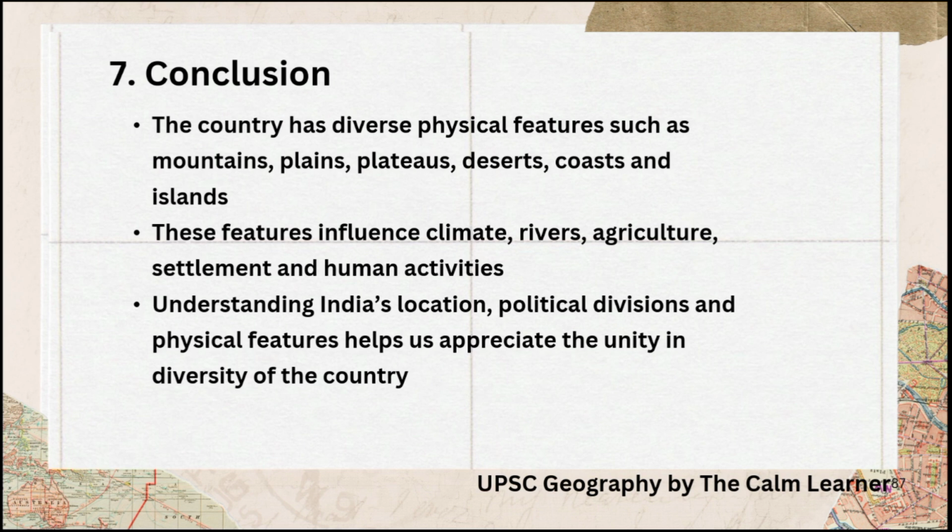So, to conclude, India is a vast country with a unique geographical location, diverse physical features, and well organized political divisions. Its mountains, plains, plateaus, deserts, coasts and islands together shape the climate, rivers, agriculture, and human life. Understanding India's geography helps us understand and appreciate the unity and diversity of our country and forms a strong foundation for studying Indian geography in higher classes and competitive examinations. So, with this, we come to the end of Chapter 7, Our Country India. I hope this explanation helped you understand India's location, extent, political divisions, and physical features in a clear way.